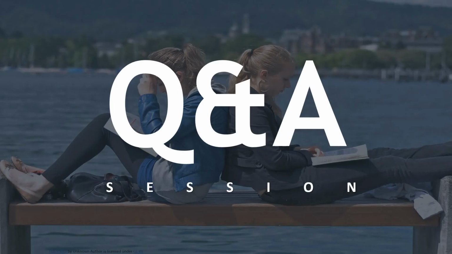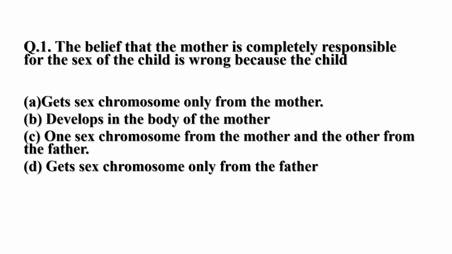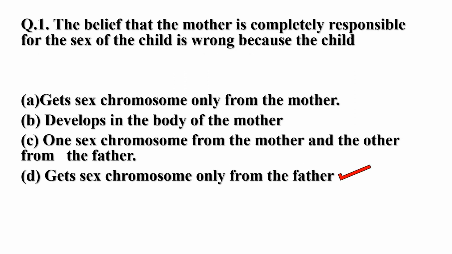And students, now let's revise what we have learned today. Question 1. The belief that the mother is completely responsible for the sex of the child is wrong because the child, option A, gets sex chromosome only from the mother, B, develops in the body of the mother, C, gets one sex chromosome from the mother and the other from the father, D, gets sex chromosome only from the father. And the right answer is D, gets sex chromosome only from the father.